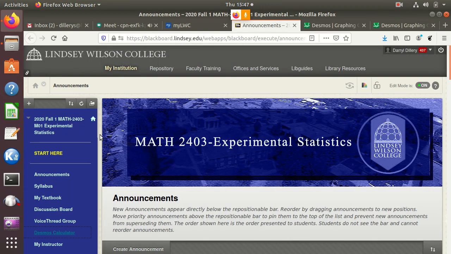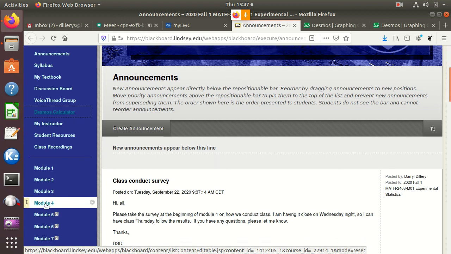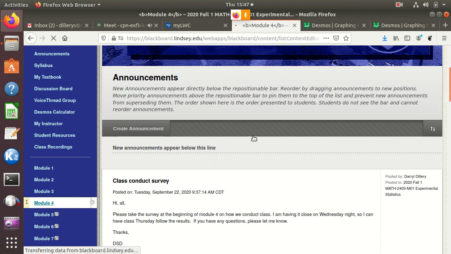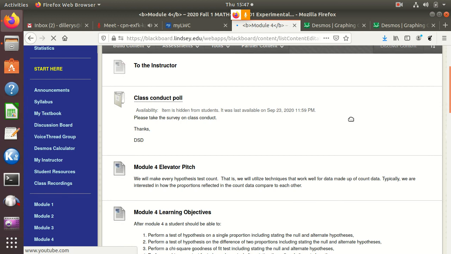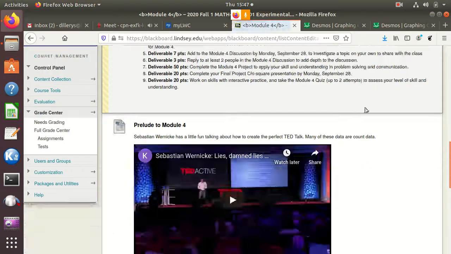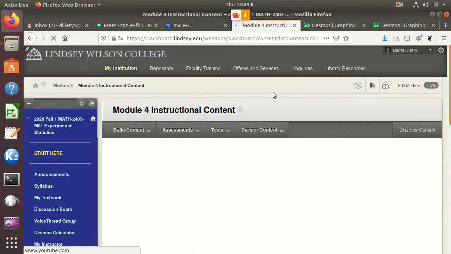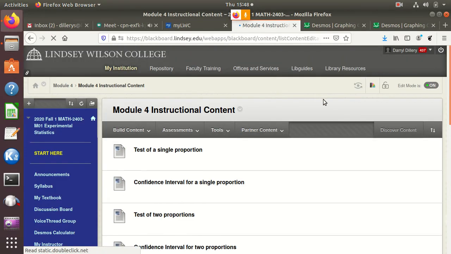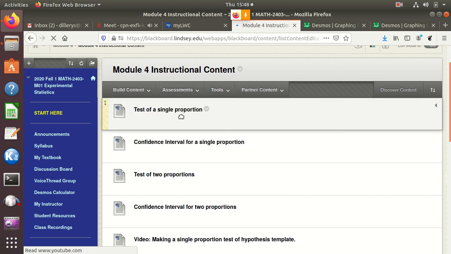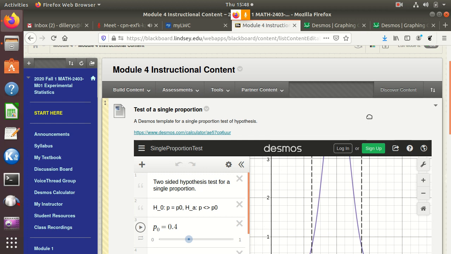I got to go in here somewhere and go to module 4, and then I guess was it under instructional content, I think. Yeah, so probably the one you'd use the most. Now, I actually included this in here. I'm not sure that was a good idea, but there's also a link to it. So we'll have to wait a second there. It opens it up.